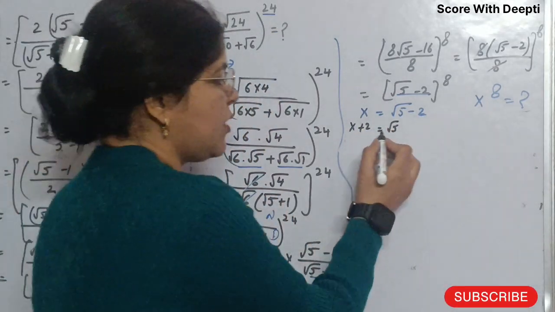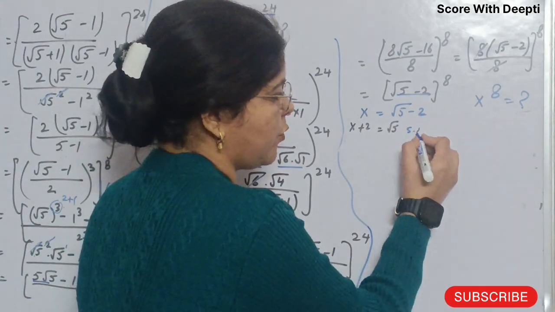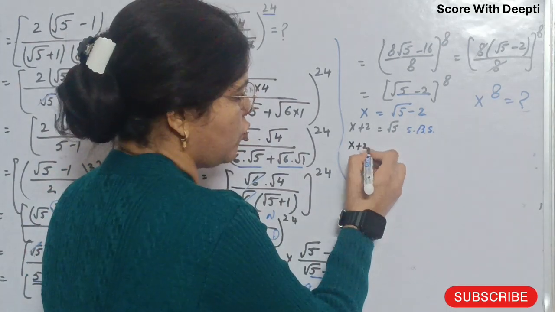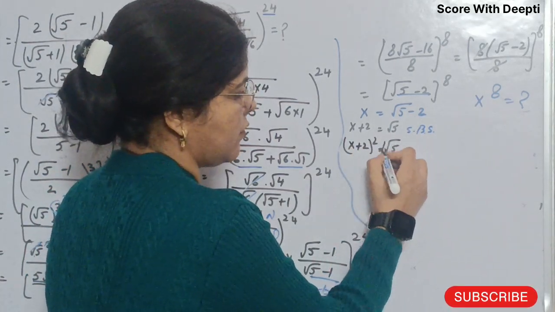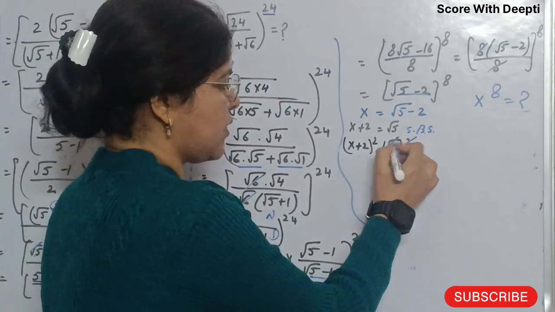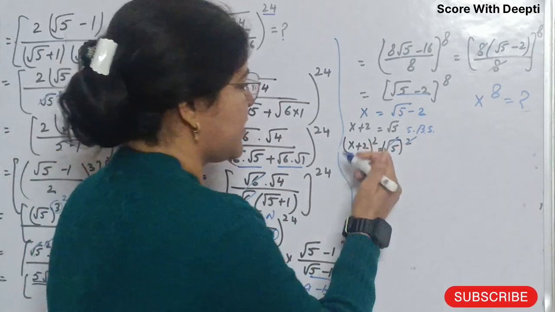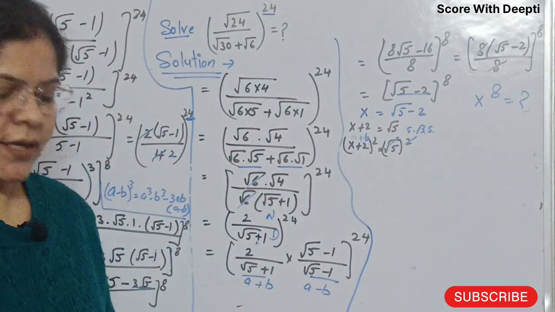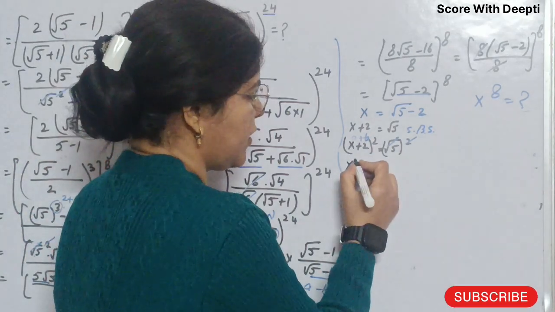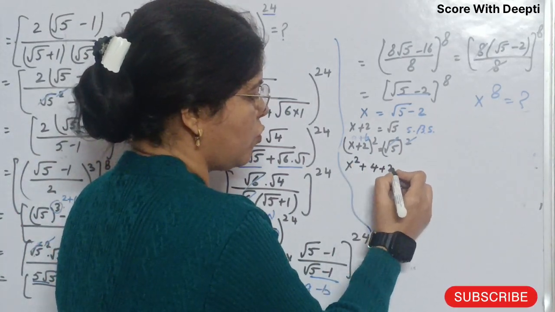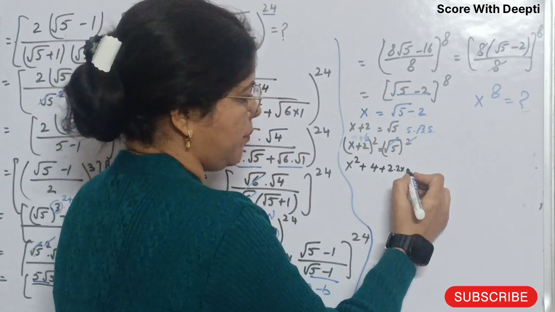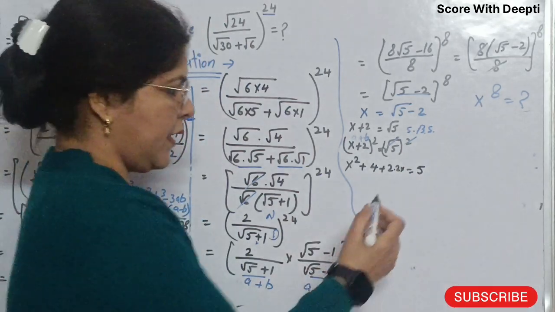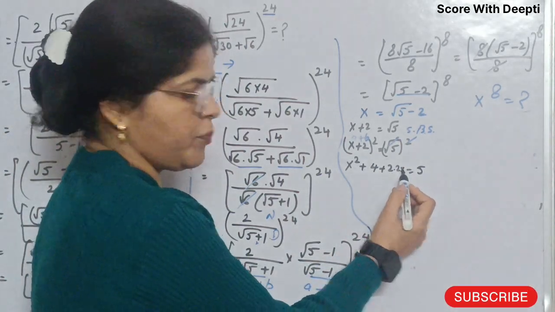Now our next step is elimination of the square root, and here we take the square on both sides. After taking the square on both sides, we get (x + 2) whole square equal to (√5) whole square. This square cancels with the square root, and here we apply the formula (a + b) whole square equal to a square plus b square plus 2ab. Here we write x square plus 4 plus 2 into 2x equal to 5. We multiply x with 2, we get 2x, that is 2 into a into b.